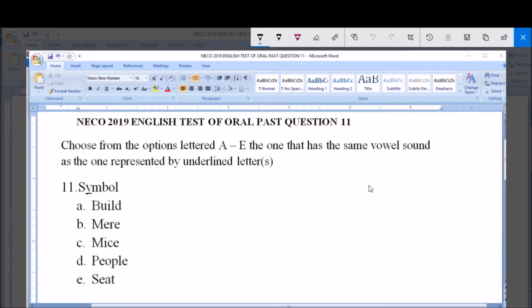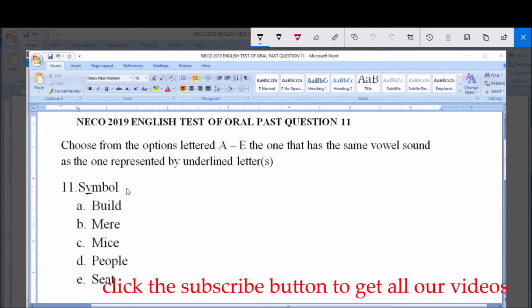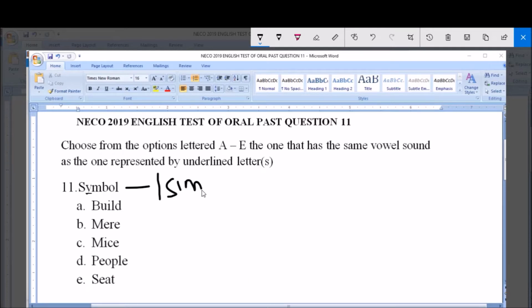Question number 11. We are still using the same instruction, which says that we should look out for the word among the list of options provided that has the same sound as the given word, particularly the underlined word. The given word is symbol. Symbol is transcribed as symbol. The underlined letter is Y. The Y here sounds as E, and it is replaced by a short E sound.